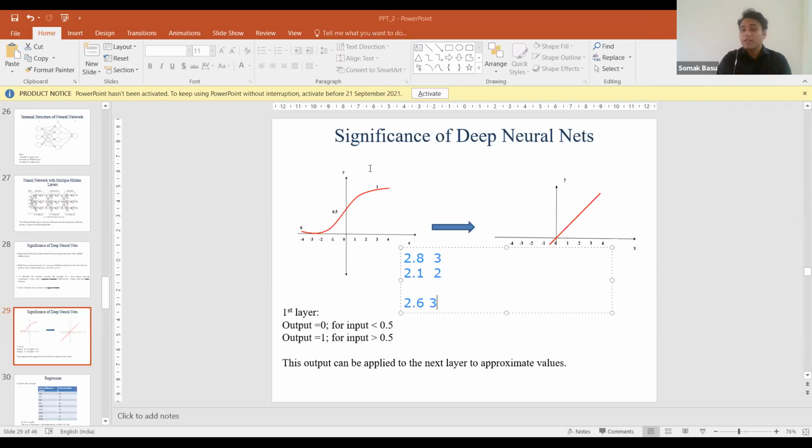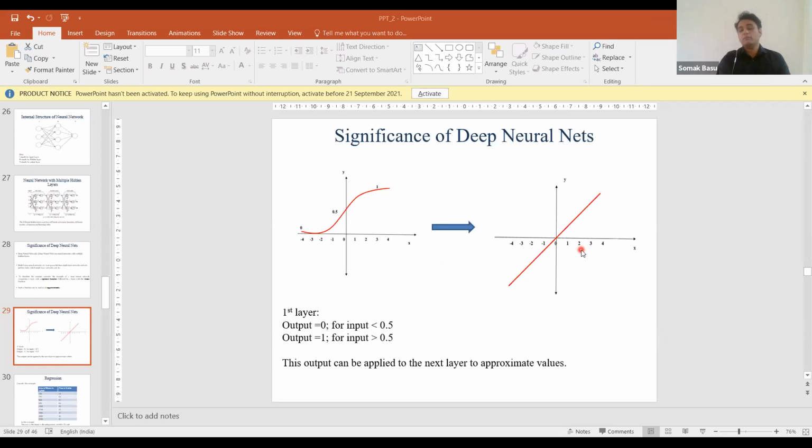This is something that can be done using this sort of function, because if the value is less than 0.5, the nature is something else, and if the value is greater than 0.5, the nature is something else. This is how you can use different activation functions to approximate values. Above 0.5, I'll go to 1, and less than 0.5, I'll go to 0, and add it to a linear function.